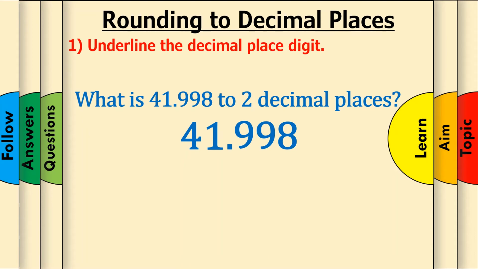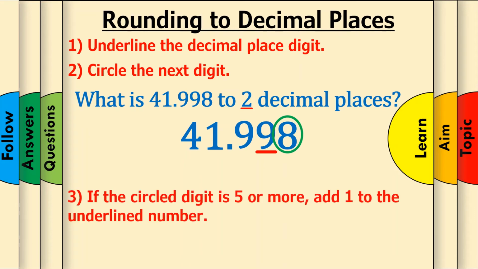Step 1. Underline the decimal place digit. Here, we want to round to 2 decimal places, so the second number after the decimal place is our decimal place digit. The second number after the decimal place is 9, so underline it. Step 2. Circle the next digit, which is 8.